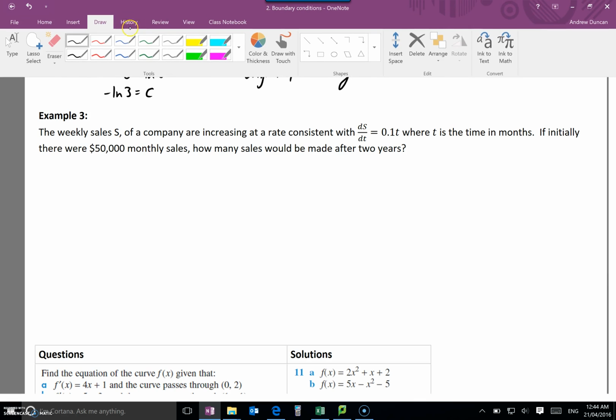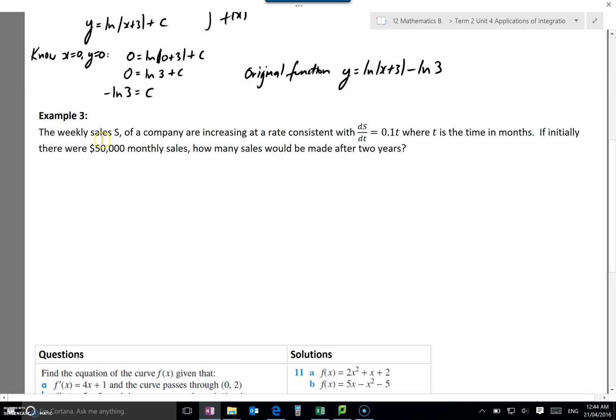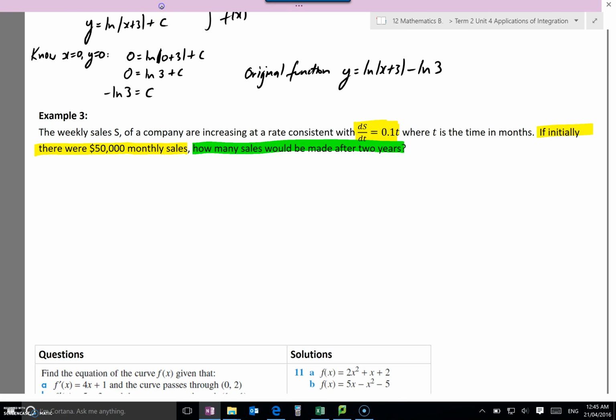Okay, so I'll highlight the things that are really interesting in this problem. So I know that ds/dt equals 0.1t, and initially there were 50,000 monthly sales. Highlight the thing I'm trying to find: how many sales will be made after 2 years? So I need to use the facts that are in yellow to try and solve the problem that's in green. All right, I'll have a go at this.